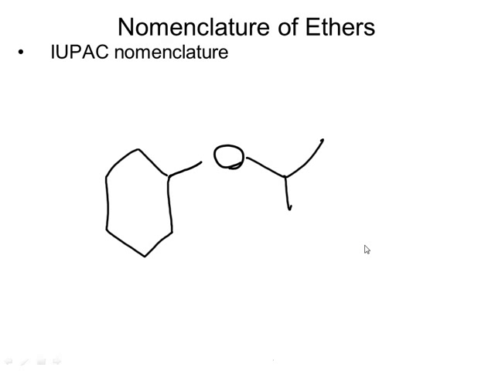Okay. This looks really complicated and scary, but we're going to think about it in terms of how we would always name it. So what's my longest chain or my biggest chain or the thing I would normally use as a parent? Right, the cyclo, the ring. So this becomes, the parent name is cyclohexane.